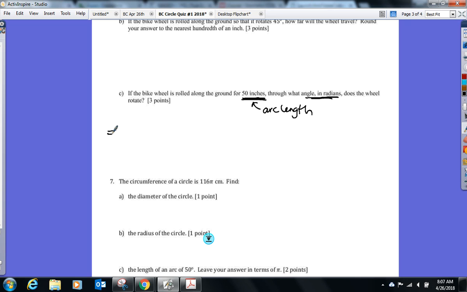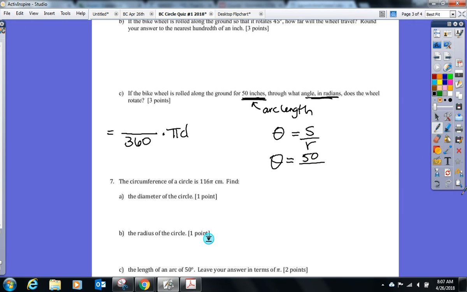Tomorrow, you have 2 formulas. Measure over 360 times pi d. And you also have theta equals S over R. Which one deals with radians? Theta equals S over R. Anybody remember what S represented? Arc length. What's the arc length? 50. Up above, it said the diameter was 20, right? So what's my radius? 10. So theta equals 5 radians.